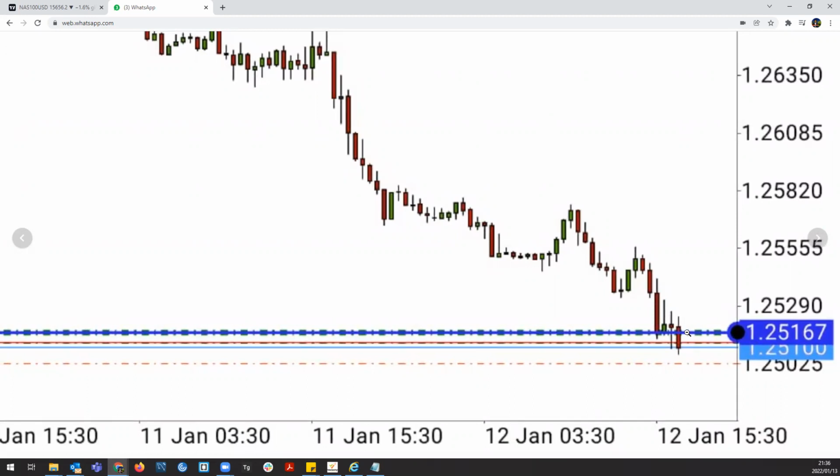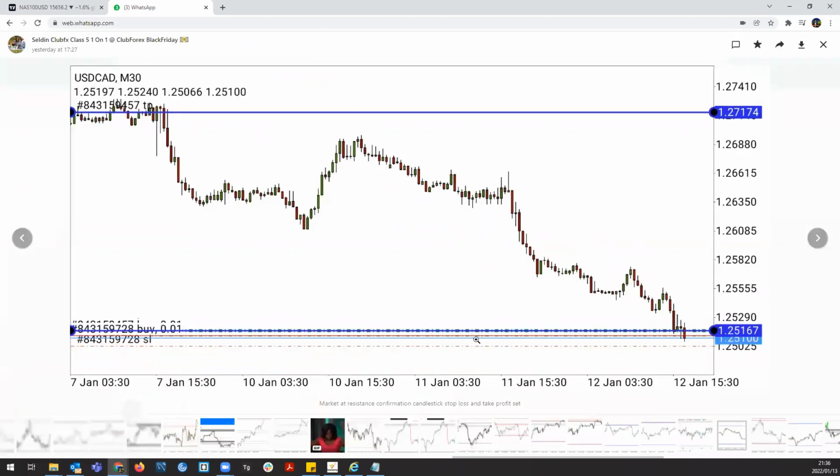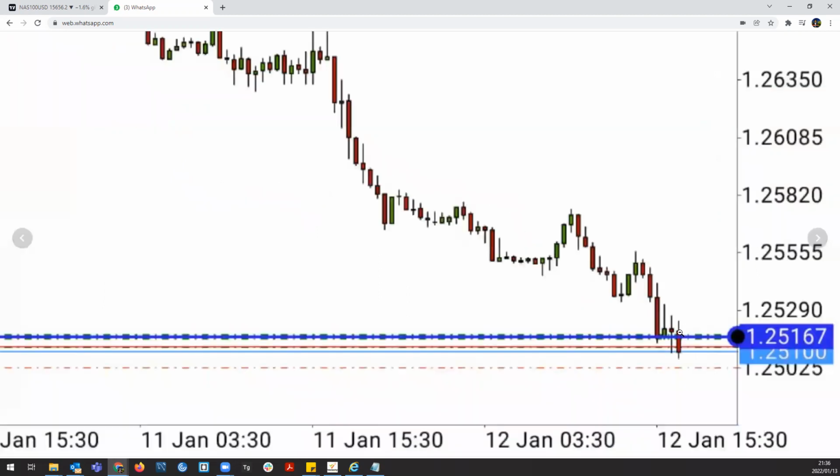No, Southern. He's still down. Anyone who would have taken this trade, assuming yes, this is the correct level of support? Anyone else besides Southern? Southern took the trade. Anyone else besides Southern who would have taken this buy? Assuming yes, the level of support is correct. Anyone who would have taken this trade?